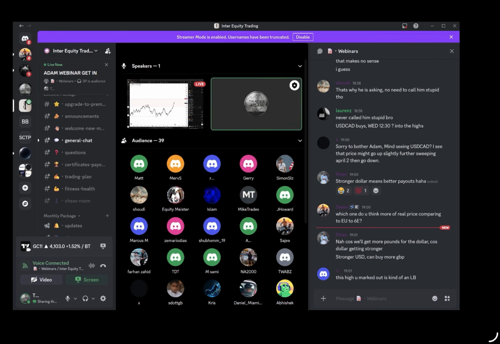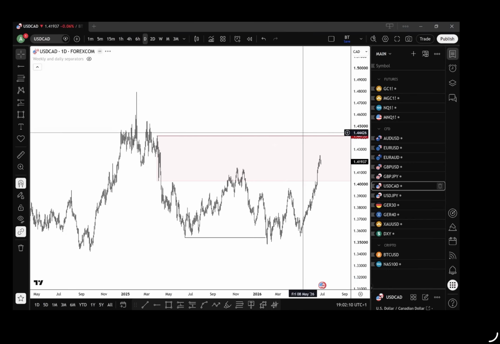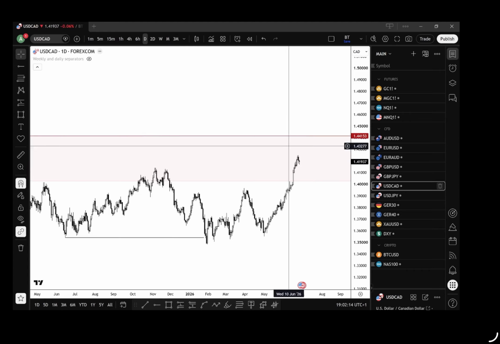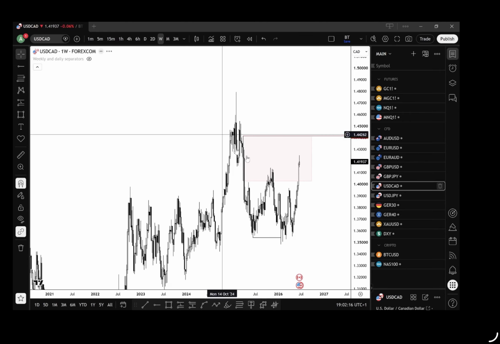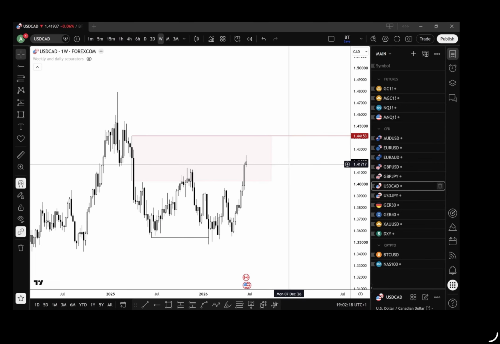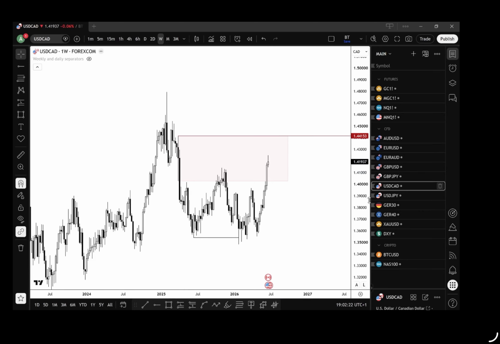Yeah, it is an LB. So you can expect some reactions out from here. Just nothing clear, in my opinion. Nothing I'd be taking. Closed bullish. Nothing I'd be taking.